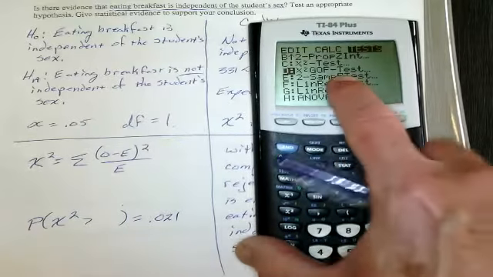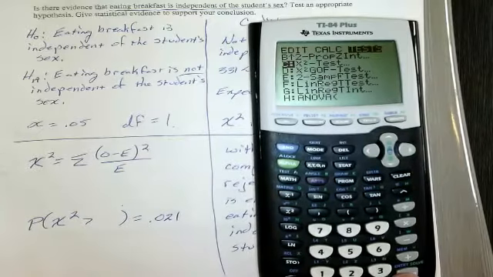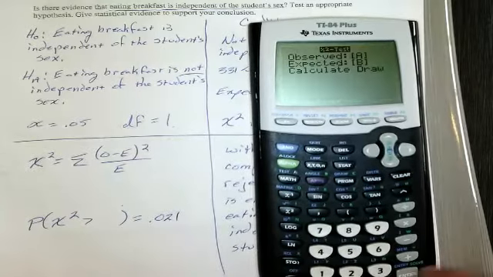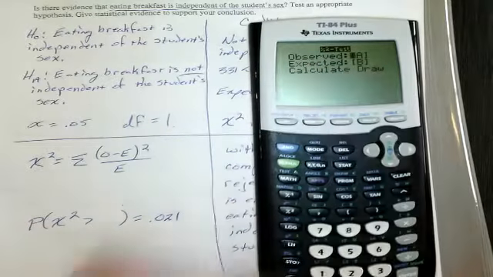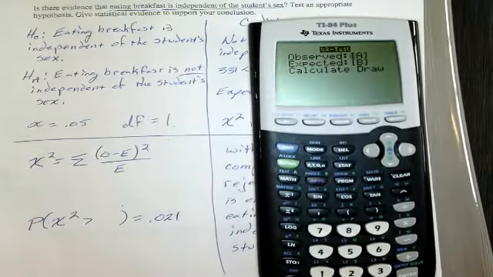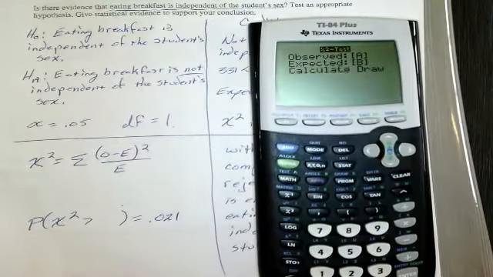Now we've done the goodness of fit. Now we're going to do a simple chi-squared test. Okay, chi-squared test for independence. Look, observed is in A, expected is in B. We haven't put anything in B, but that's okay. It's going to create B for us. This is so cool. It wasn't until a couple of years ago that I found this out.